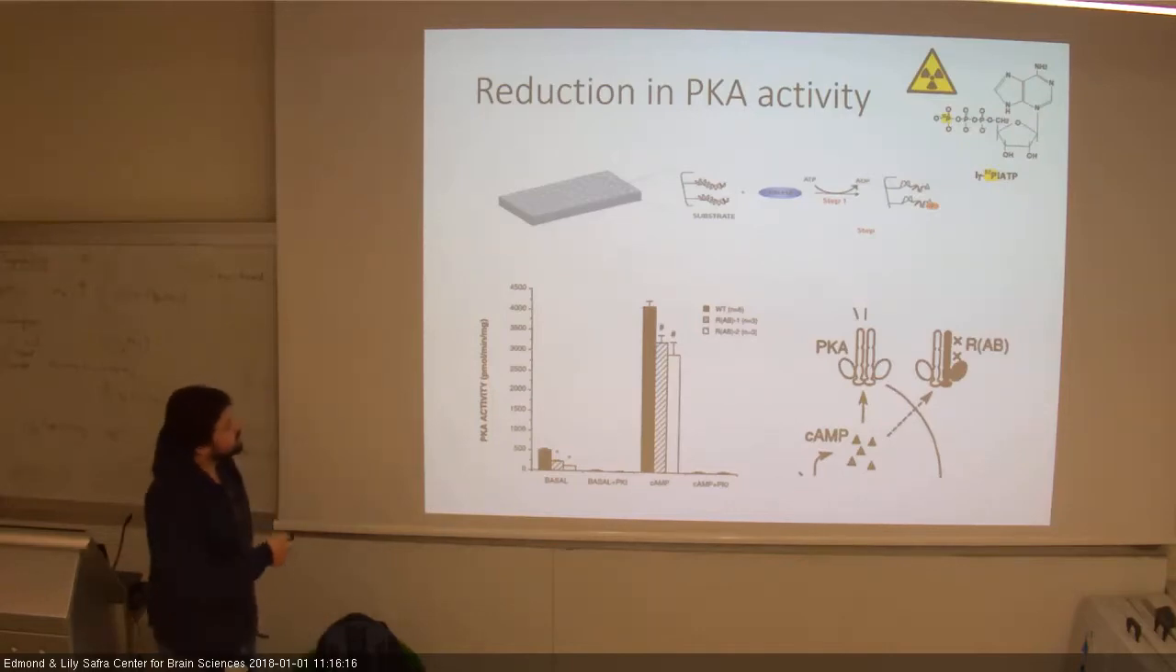What you actually do is that you take a protein sample from the brain of these mice, and you put it together with a special plate that has a substrate, meaning something that the kinase can phosphorylate, on this special plate that you can then detect a signal from.